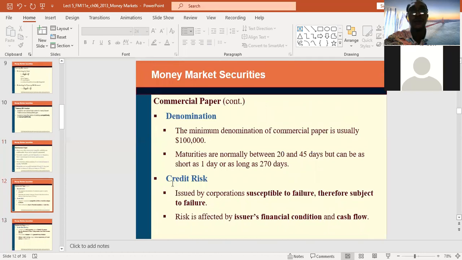In terms of default risk, commercial paper is issued by corporations, and these companies are susceptible to failure. Because commercial paper is issued by companies, companies can go bankrupt, which increases the risk. Risk is affected by the issuer's financial condition as well as cash flow. So if the company is having financial problems, it's going to increase the risk of investing in commercial paper.